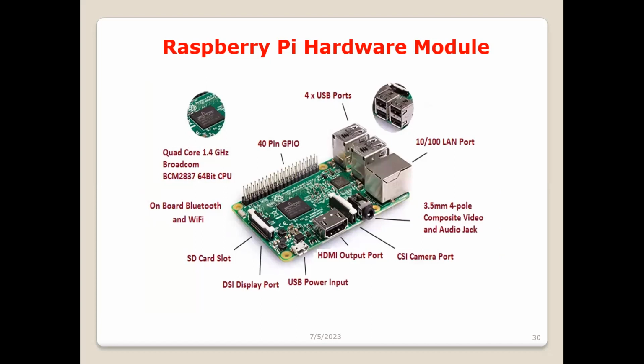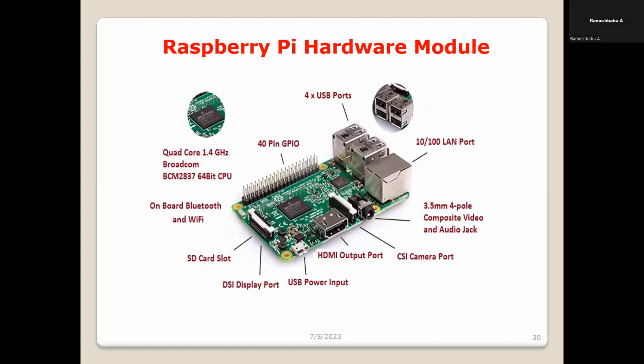The minimum requirement is a Raspberry Pi 2 model B device. There is a Raspberry Pi 3 model B, an 8GB class 4 SD card, and a USB micro power supply. The main features of Raspberry Pi are a high-speed 64-bit quad-core processor with a clock speed up to 1 GHz.